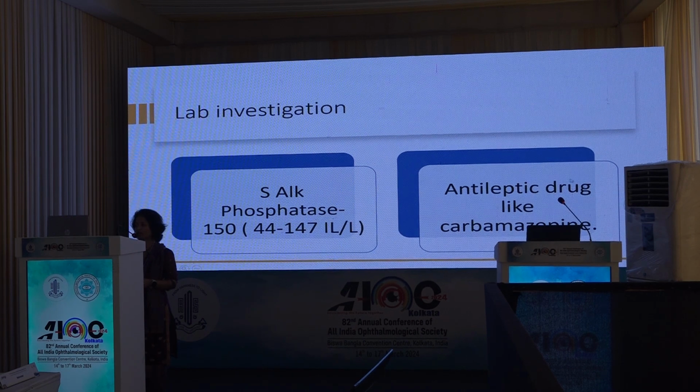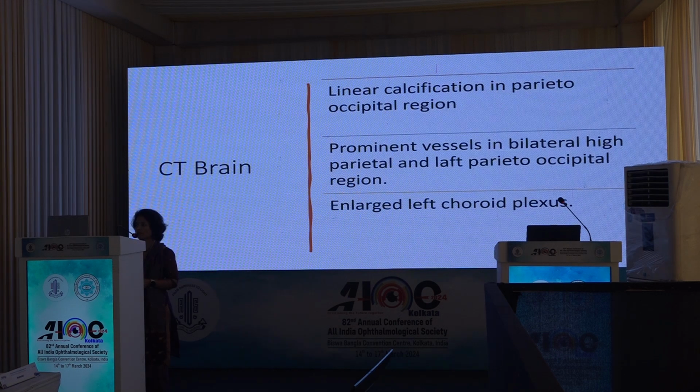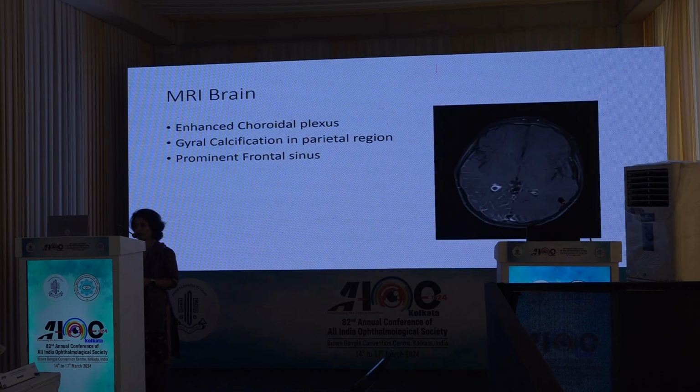This patient was on an anti-epileptic drug like carbamazepine, so he had raised serum alkaline phosphatase. X-ray skull showed frontal sinuses that were prominent, and 3 tiny intracranial calcification opacities were also seen. CT scan: linear calcification in the parieto-occipital region, prominent vessels in the bilateral high parietal and left parieto-occipital region, enlarged left choroid plexus. His MRI was also done, and it showed enhanced choroid plexus, gyral calcification in the parietal region, prominent frontal sinus.